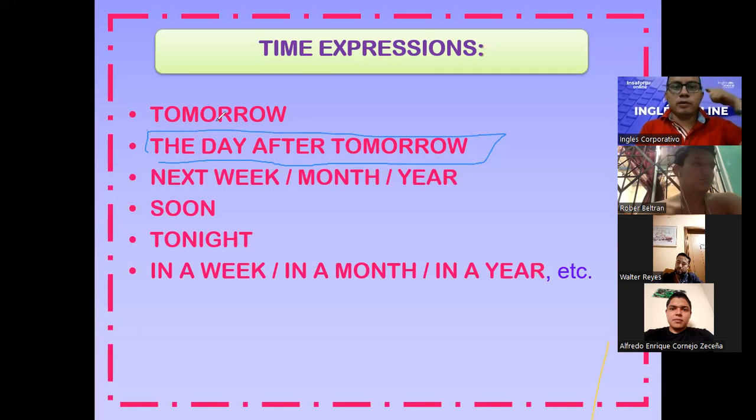Future tense, class, any other time expression? How do you say "de hoy en ocho"? How do you say "de hoy en 15"? Those things that we normally use, "de hoy en ocho," right? But then, how do you say that? Or "de ayer en ocho." But then "de ayer en ocho" sounds more like the past, right? Yeah, you can still say it because it's future. Anybody know how to say that?